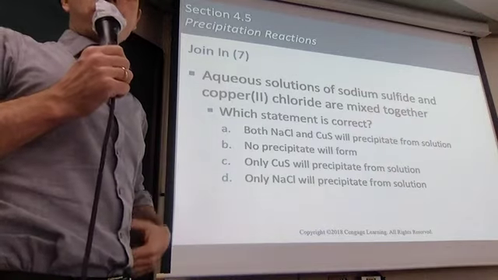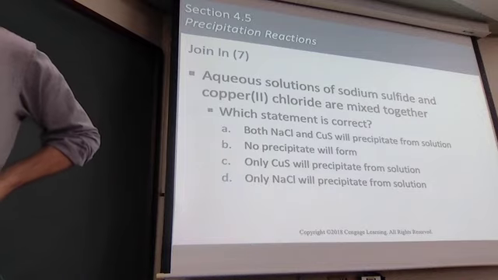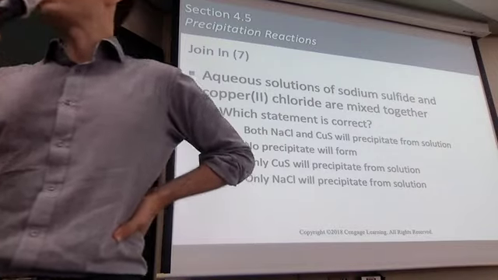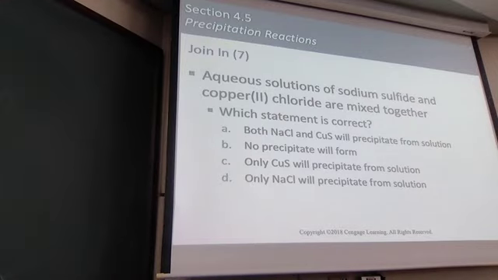Aqueous solutions of sodium sulfate and copper chloride are mixed. Which statement is correct? A, both sodium chloride and copper sulfide will precipitate from the solution. B, no precipitate will form. C, only copper sulfide will precipitate from the solution, or D, only sodium chloride will precipitate from the solution.